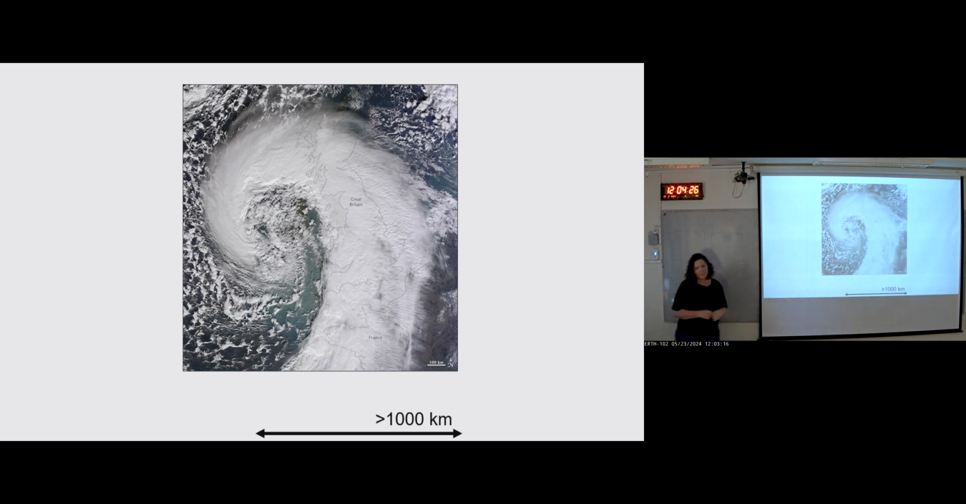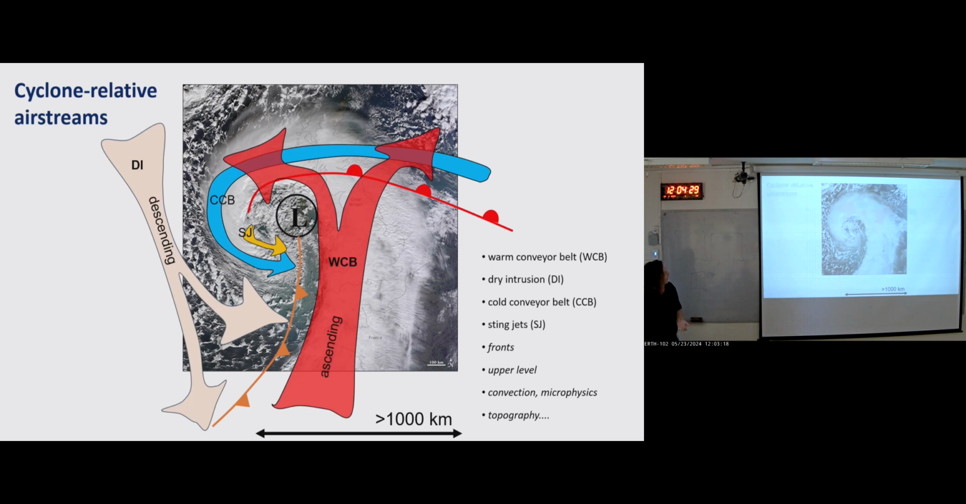But what we need to remember is that an extratropical cyclone is actually a three-dimensional object, a three-dimensional creature. It has these really large ascending and descending airstreams. We have what is called a warm conveyor belt, and these are all cyclone-relative airstreams. If we look at what is happening around the cyclone itself, this warm conveyor belt, this red part here, is a really strong ascending motion that moves up behind the warm front. And it has a lot of precipitation, convection, formation of clouds. All of this is happening on this side. I'm not going to talk about that side.